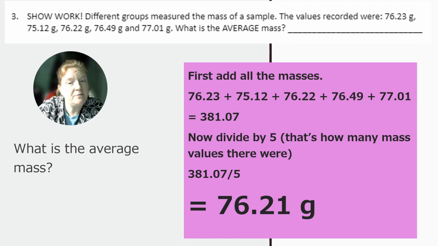Now, how will I know if my average makes sense? My average should be between the largest number and the smallest number. So the largest number I see is 77.01. It's definitely smaller than that. And it's bigger than 75.12, which is the smallest number. That's how you can tell if your answer is logical.